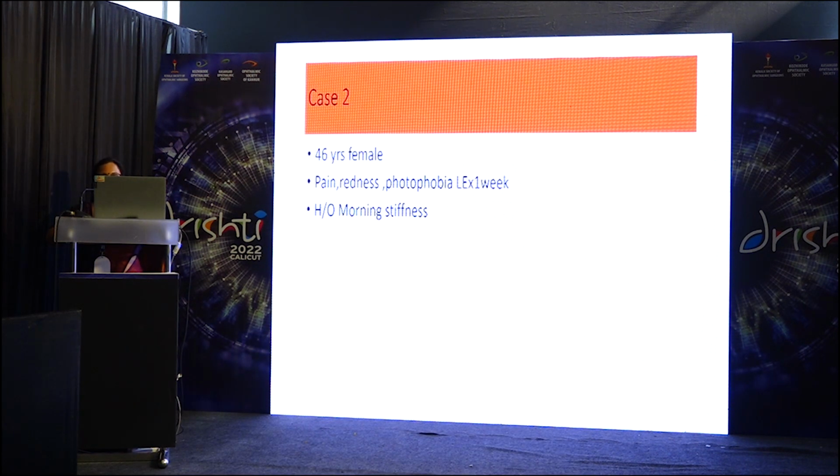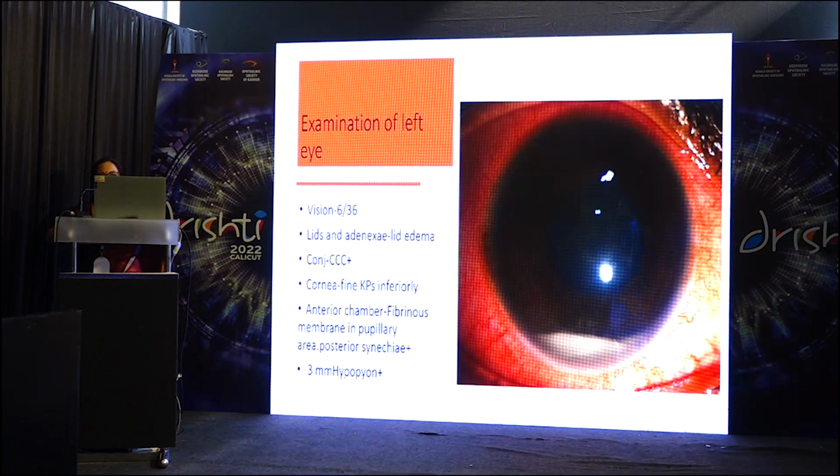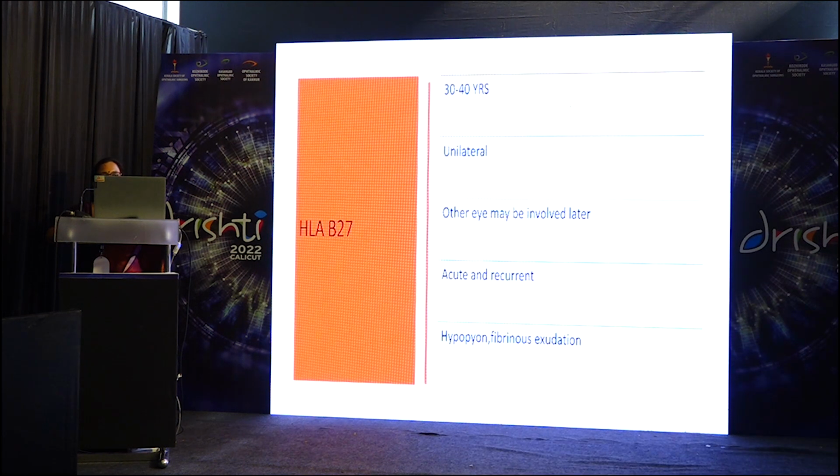Now, this is a 46-year-old female who presented with pain, redness, and photophobia of 1 week duration. She gave us a very important history of morning stiffness and back pain. On presentation, she had significant congestion with small fine KPs and a fibrinous membrane in the pupillary area with a 3 mm hypopyon. What are we dealing with? This is a case of acute non-granulomatous anterior uveitis associated with back pain and morning stiffness.